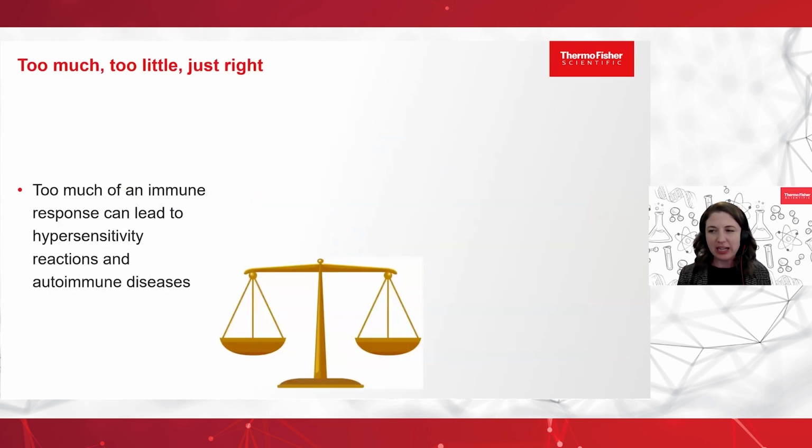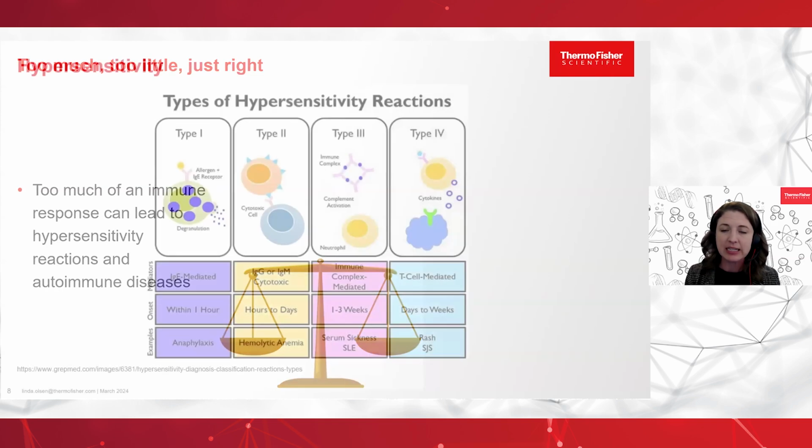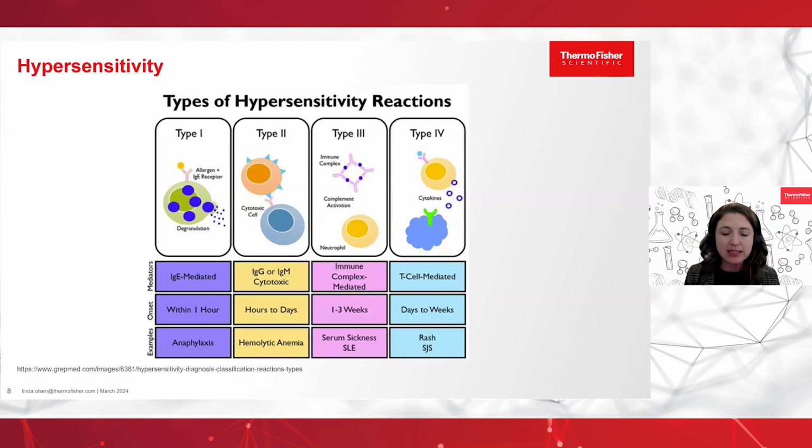When we're looking at immunity, the goal is to have a balance. Too much of an immune response can lead to hypersensitivity reactions and autoimmune diseases. Now, there are multiple types of hypersensitivity reactions, some of which are what we would think of as allergies or anaphylactic responses, some of which are mediated by antibodies binding to cells, which is important in transfusion and transplantation reactions. There are immune complex mediated reactions similar to lupus, and T cell mediated reactions similar to Stevens-Johnson syndrome.